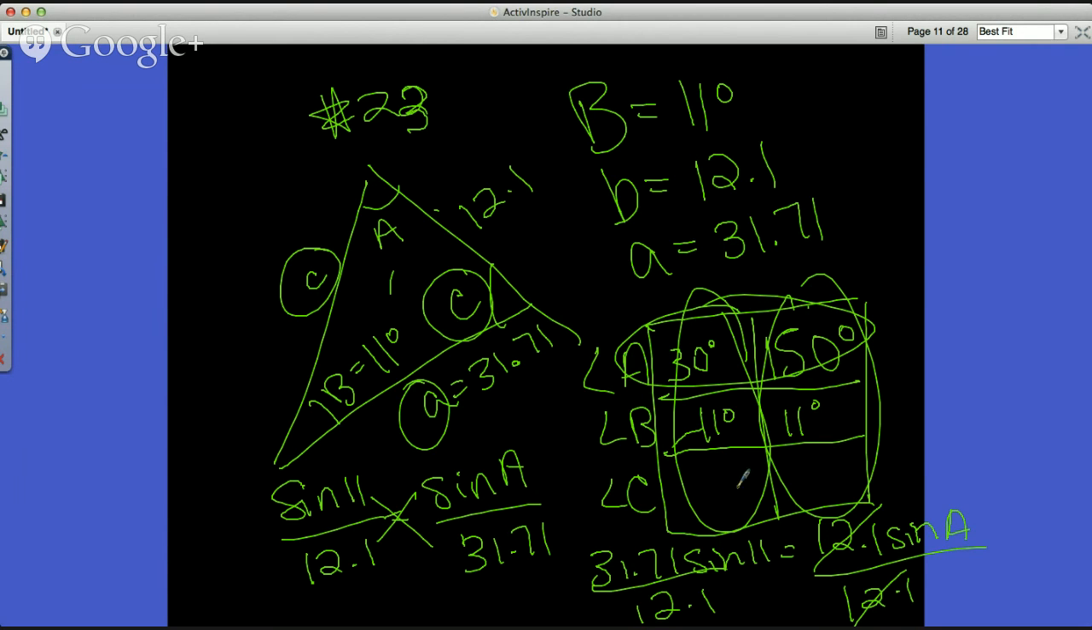So this first triangle will always be able to equal 180, right? So 30 plus 11 is 41, subtracted from 180 is 139, I believe. So 139 is angle C. Now look at the next one. This next one is where the rubber meets the road. This is 150, this is 11. What would be my third angle?